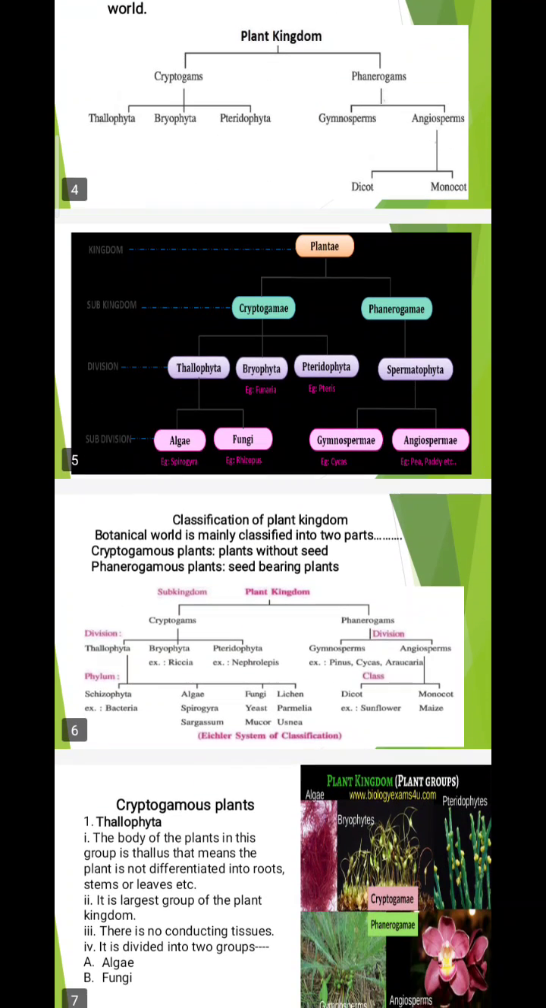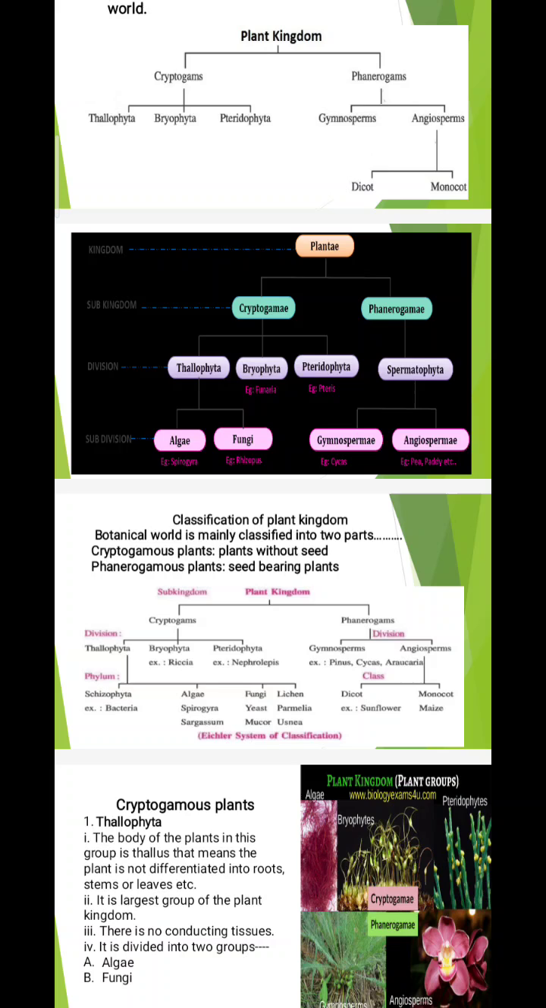So next slide is regarding the classification of this plant group or plant kingdom. So kingdom is the plantae and subkingdom is the cryptogamia and phanerogamia. Again this subkingdom is divided into divisions. So in cryptogams there are three divisions, that is Thallophyta, Bryophyta and Pteridophyta.